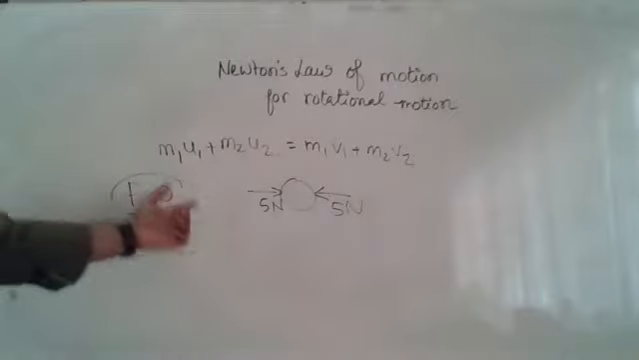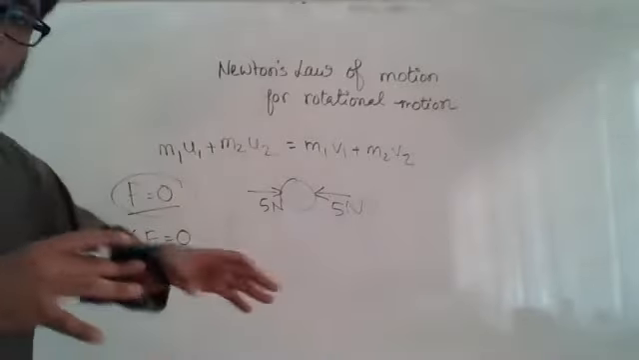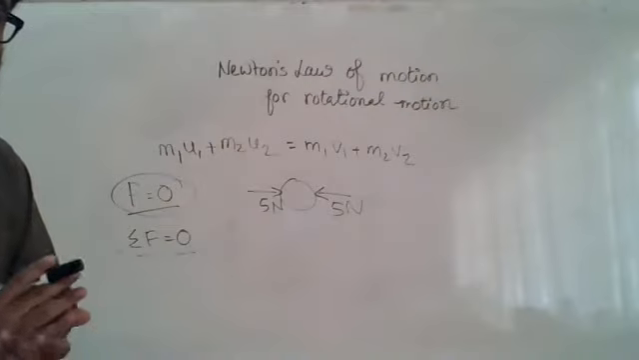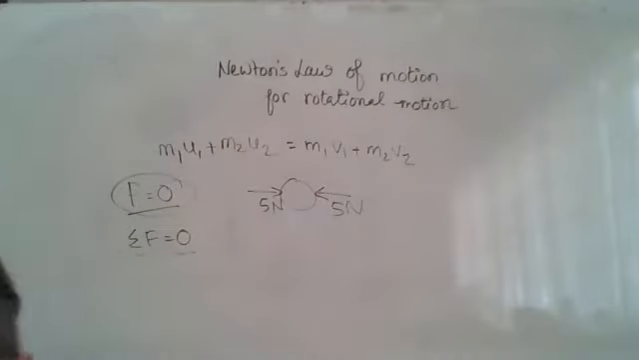Because this is true even though there are forces, if they're balancing each other, then this law is applicable. So here we will say: if the net torque on a particle is zero, then its angular momentum is conserved. This is our law. Now let us see how we can prove it.